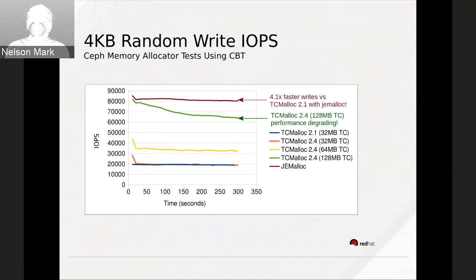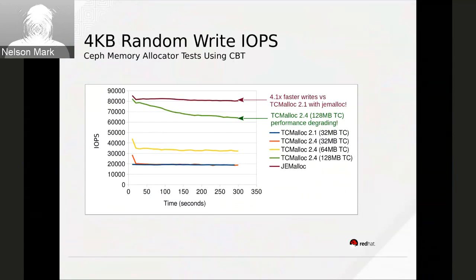In terms of IOPS for 4K random writes, if we look at tcmalloc 2.1, which is the default that's basically distributed with most distributions that are out there right now, with a default 32 megabyte thread cache size, which is actually the only size that you can use with tcmalloc 2.1, we're seeing pretty anemic IOPS. It's 20,000 write IOPS. Considering how fast these SSDs are, that's a small fraction of what they can do.